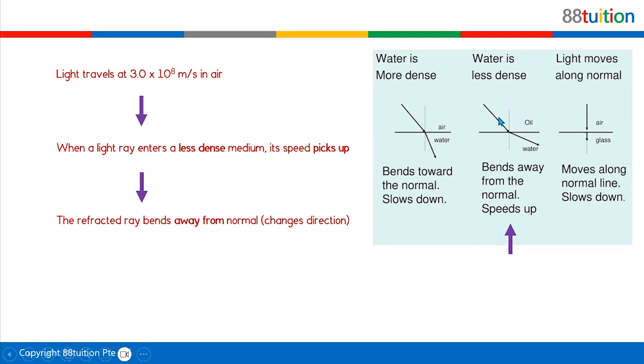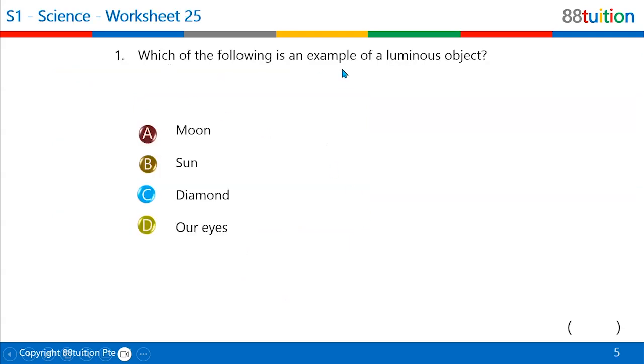So when this happens, here the light ray is traveling from oil, which is denser, to water, which is less dense. So it will speed up, so it bends away from the normal. Now, those are the quick summary.